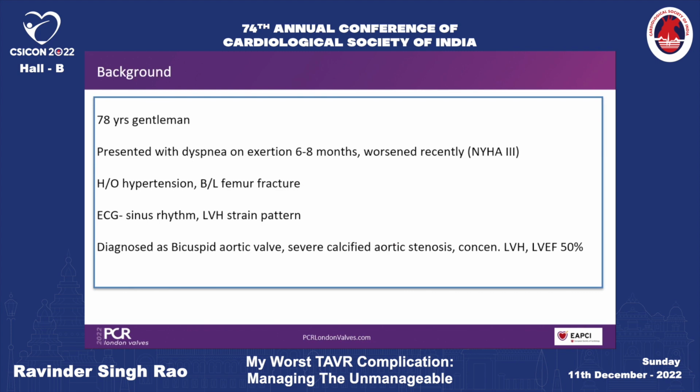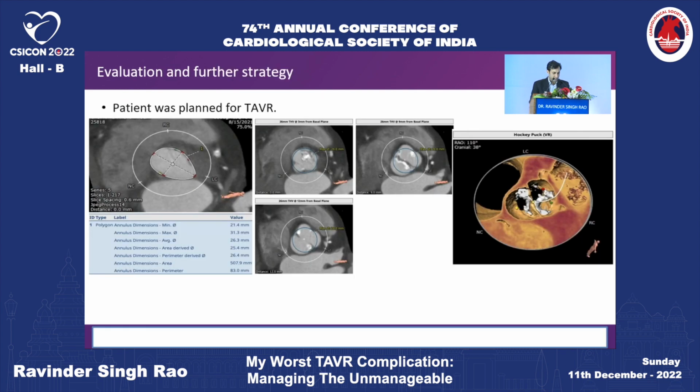We also present this at London Valve. 78-year-old gentleman, history of dyspnea on exertion for 6 to 8 months, worsened recently, hypertension, femoral fracture, sinus rhythm, LV strain, was diagnosed with bicuspid aortic valve, severe calcific aortic stenosis, EF of 50%.